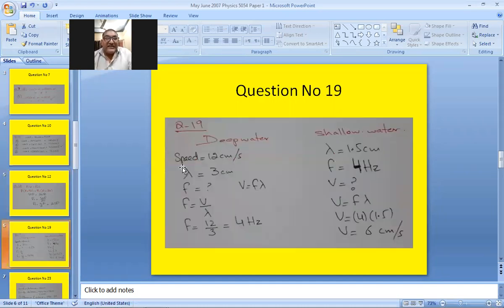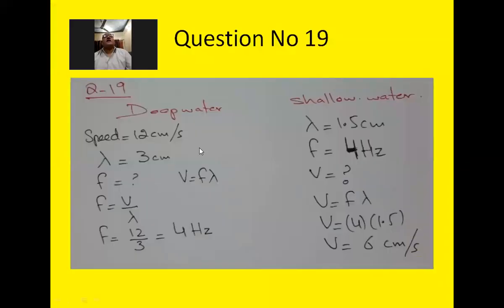Question number 19 is here. In the deep water, the speed is 12 centimeter per second and the wavelength is 3 centimeter. The frequency is the question. So you will have V equals F lambda, so F will be equal to V by lambda. F will be 12 divided by 3, and that will be 4 hertz. So the frequency here will be 4 hertz.